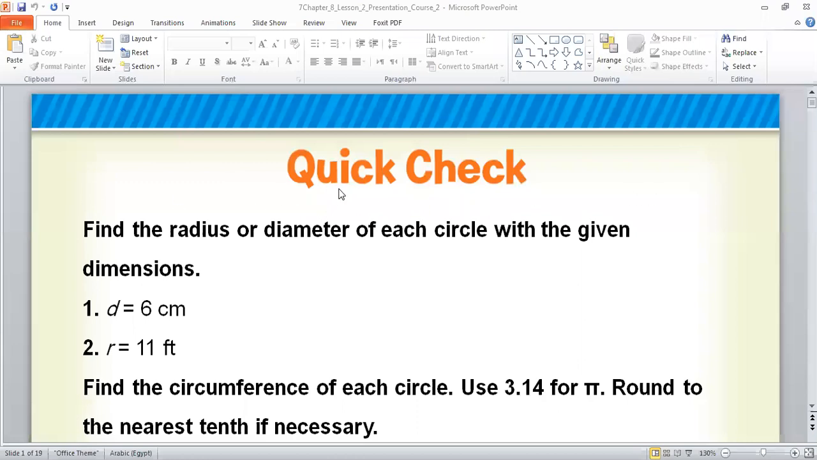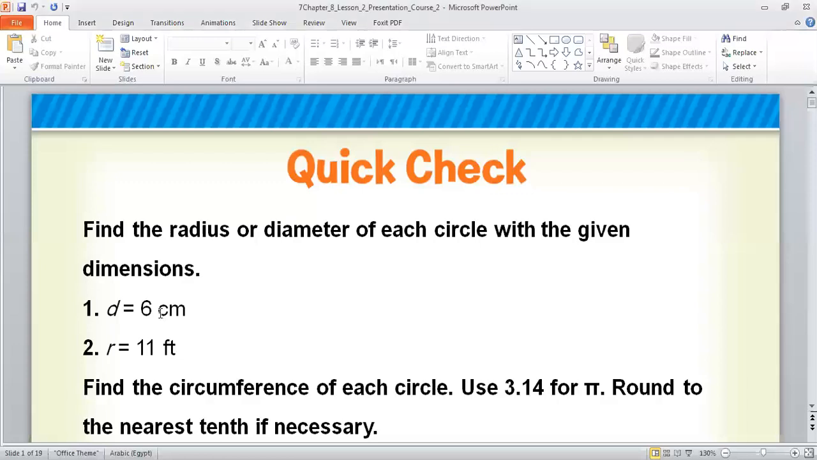Read the question, please, Faisal. Find the radius or diameter of each circle with the given dimensions. Dimensions. They will be called by what last word? Dimension. Okay.